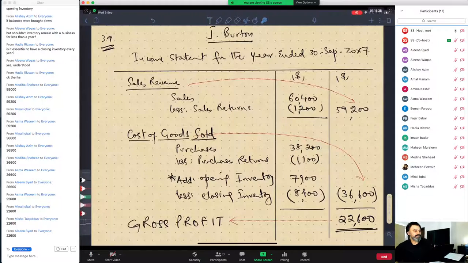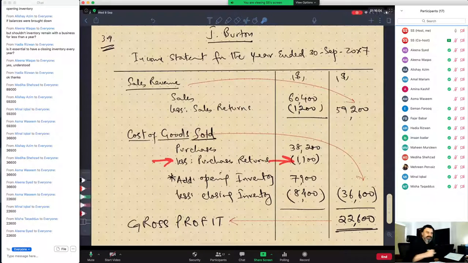Do you agree with this? Give me your feedback. You can also have a parallel explanation that applies to the closing inventory as well. The closing inventory ka matlab hai aapne goods nahi beche, aur agar wo nahi bik sake aapse, to aap usko cost of goods sold mein se nikal denge, subtract kar denge. Same logic applies here on purchases returns as well, right? You have returned these goods back to your supplier, so that means they do not represent the cost of goods which were sold, and that is why you had to subtract them here.